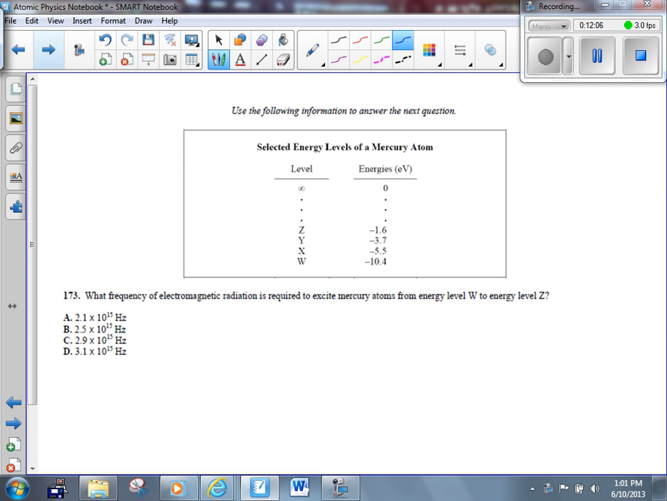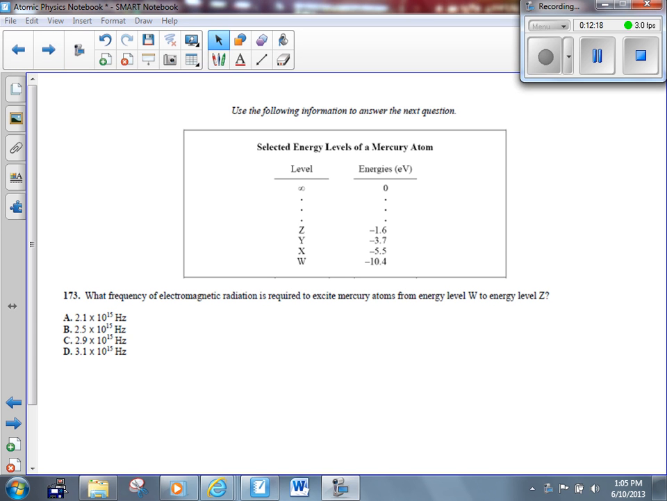I want you to please take a look at multiple choice question number 173 in your worksheet booklet. Let's take a look at 173 now, please. It says we've got selected energy levels of a mercury atom, not hydrogen. But it's not a big deal because we've got the energy levels. This is more or less an electron level diagram. It's not to scale like a real electron level diagram is, but it shows us the energies of each of the levels, which is almost as good. We're asked for the frequency of the EMR that's required to excite mercury from level W to level Z. So we're going from W to Z.